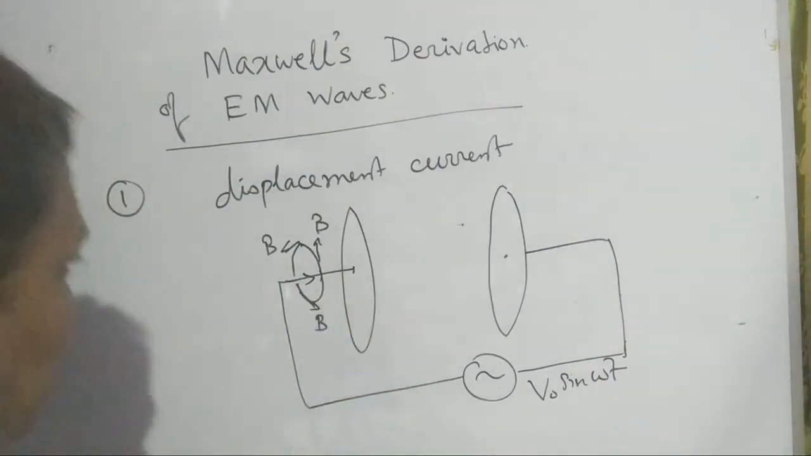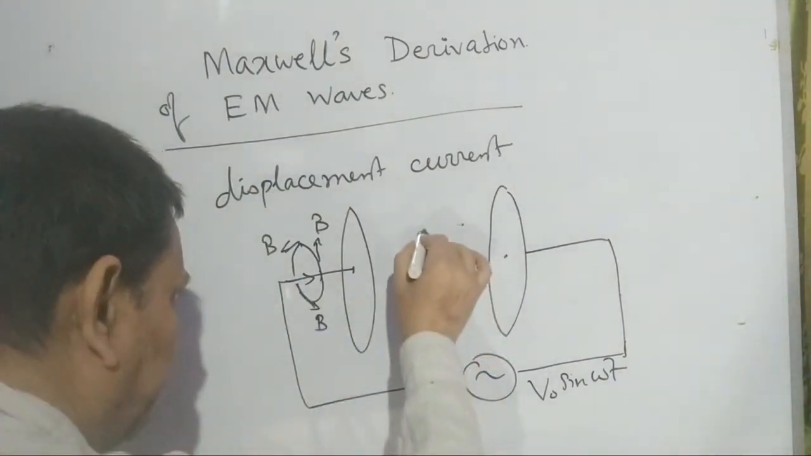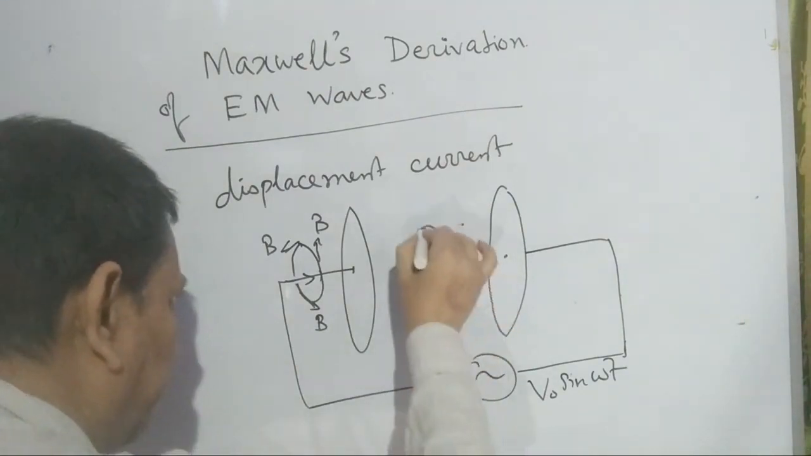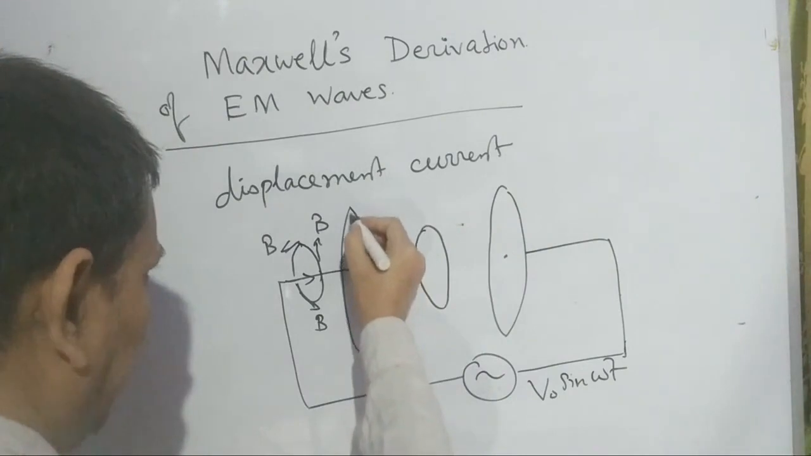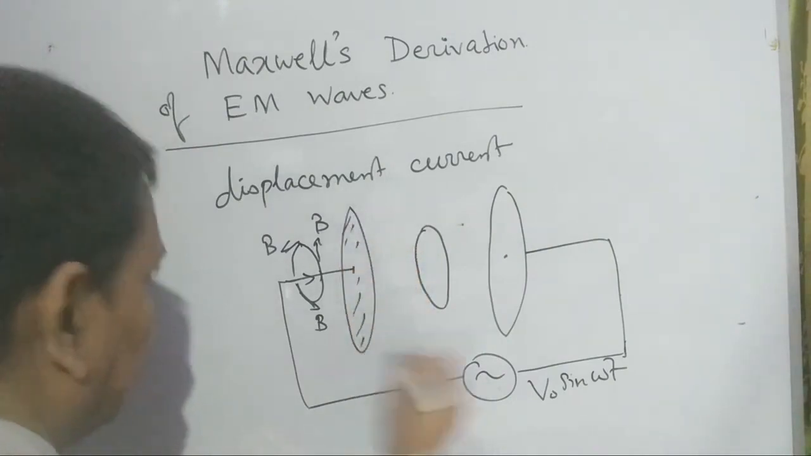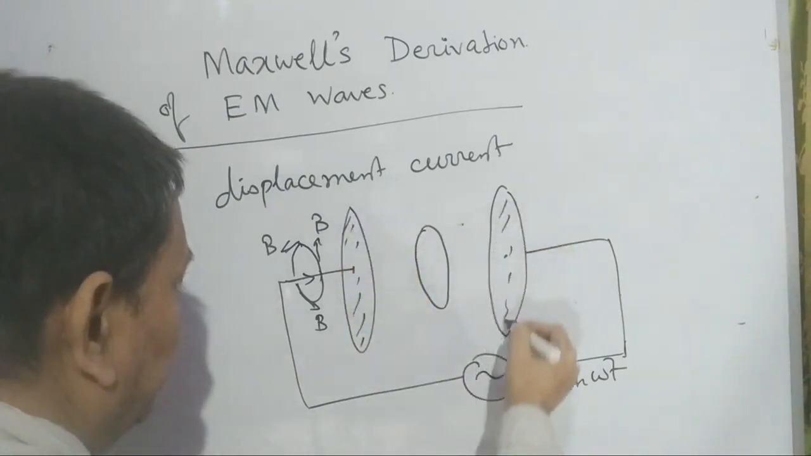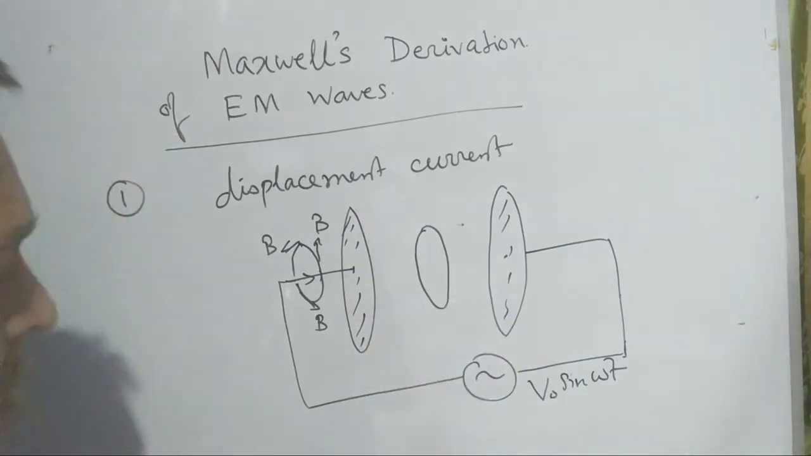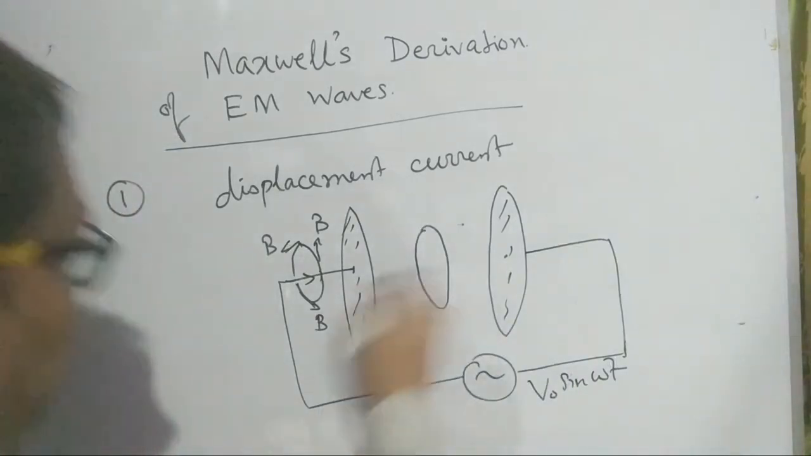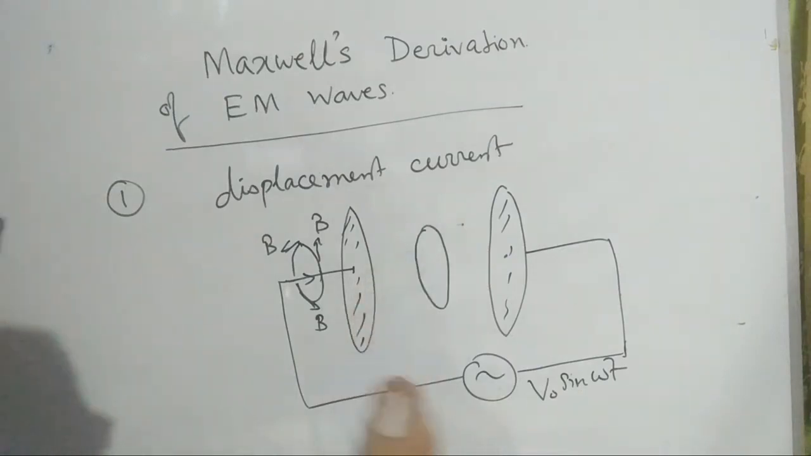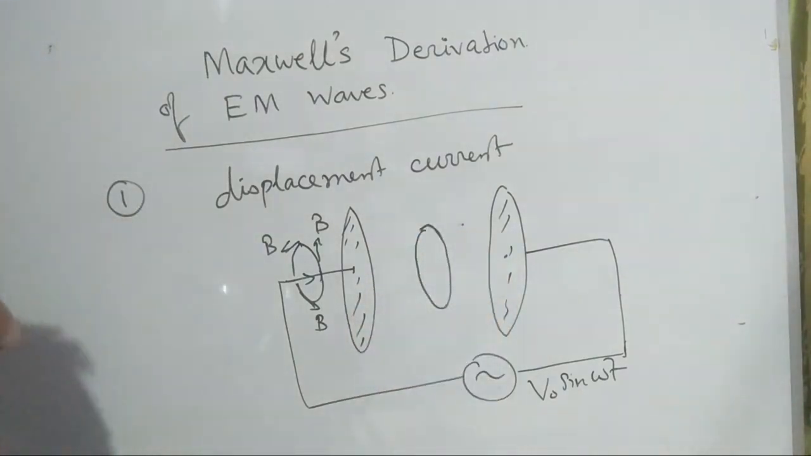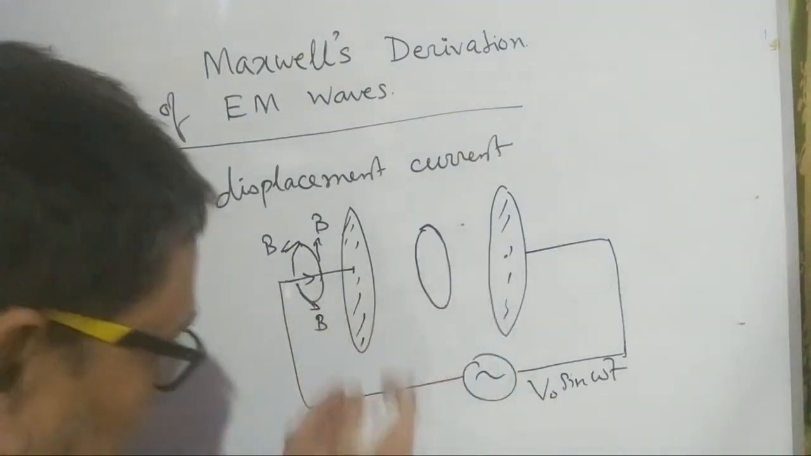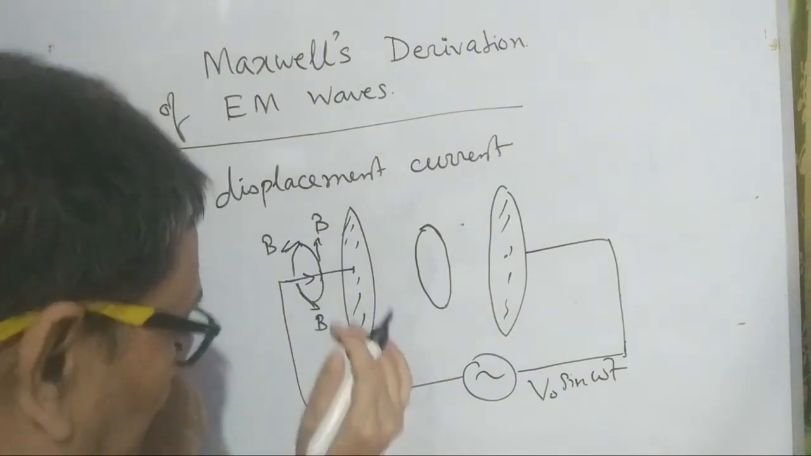This is okay. But notice that if we place a loop here, we have no wire. This is a plate and this is a plate, and in between nothing is there. We can say it is space, or we can say air is there. Air can be considered more or less like space, because it also happens if it is space.